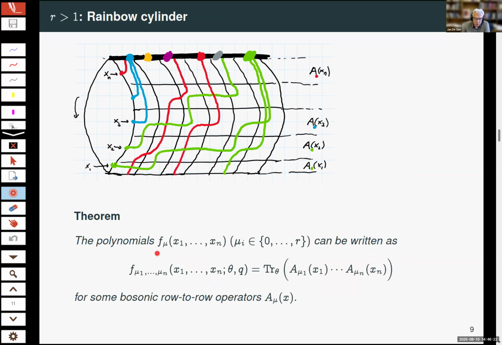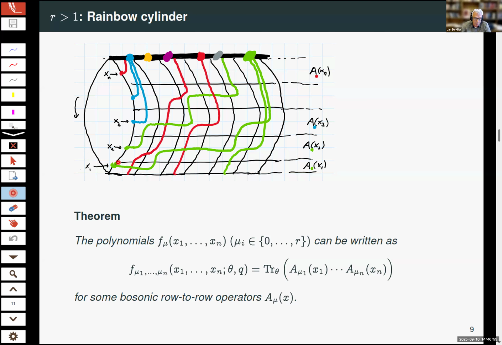From this construction, it follows that these polynomials F_mu can be identified as cylindrical partition functions of some higher rank bosonic model. I've drawn a picture here. So let me first go to the statement. The polynomial F_mu is equal to a trace of a product of what are bosonic row-to-row transfer matrices.